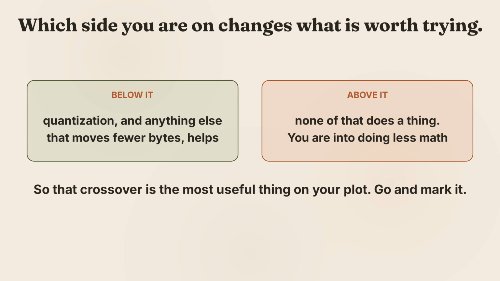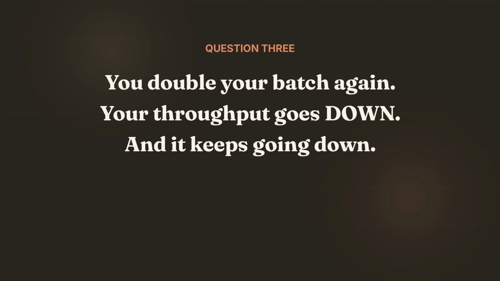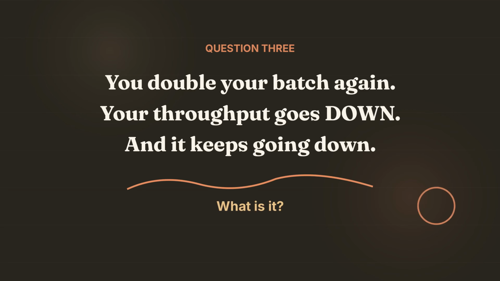So that crossover is the most useful thing on your plot. Go and mark it. So you keep doubling. And how far does that go? Question 3, and it's the last one. You double your batch again, and your throughput goes down. And it keeps going down for as long as you leave the test running. What is it?